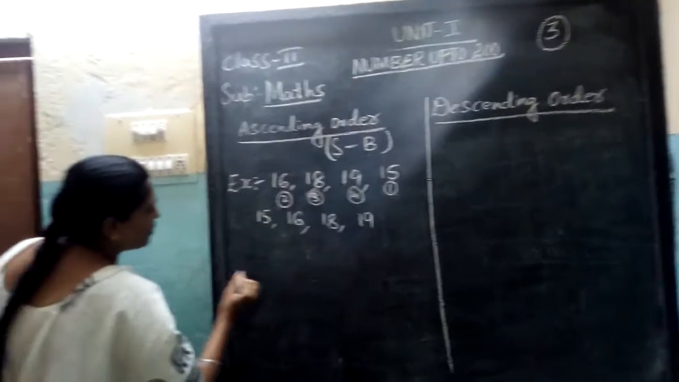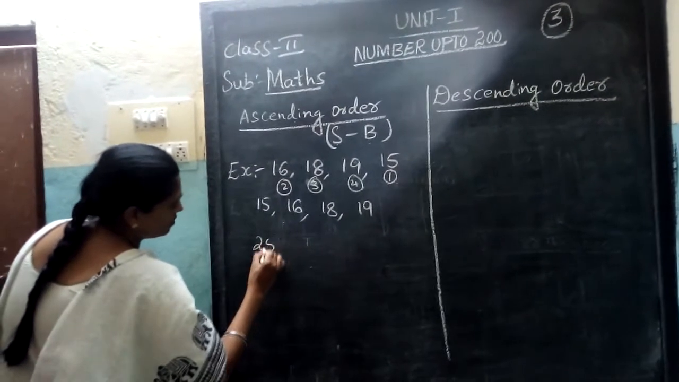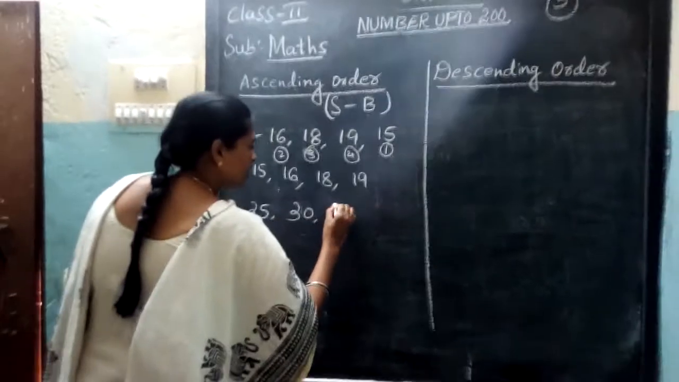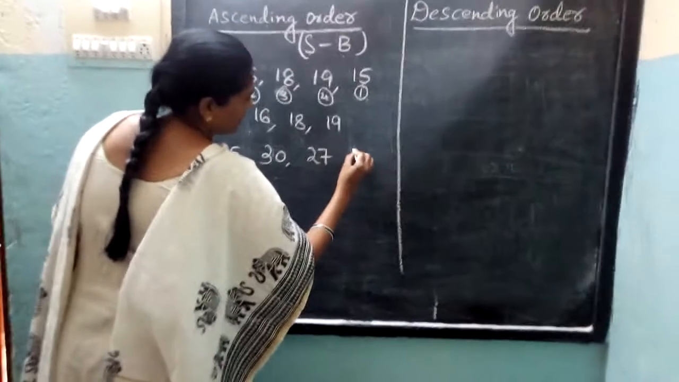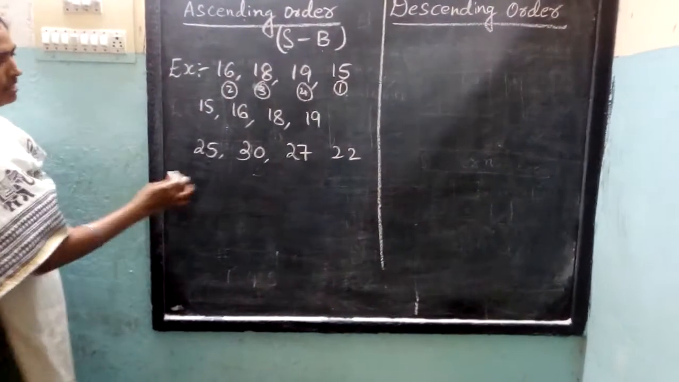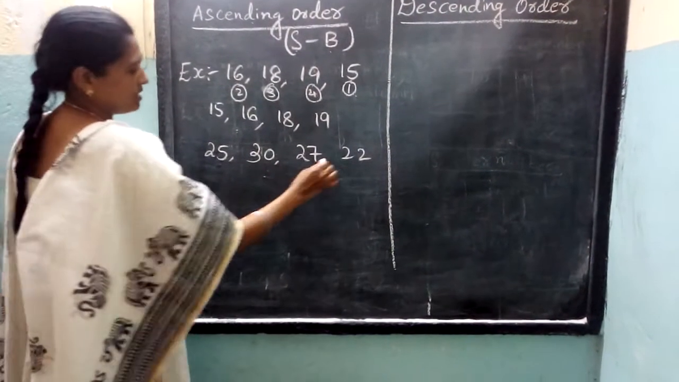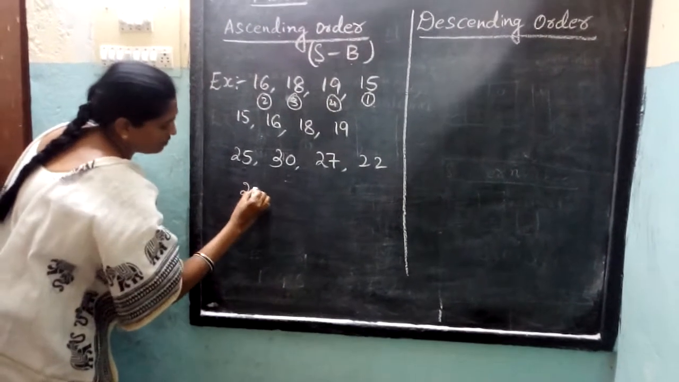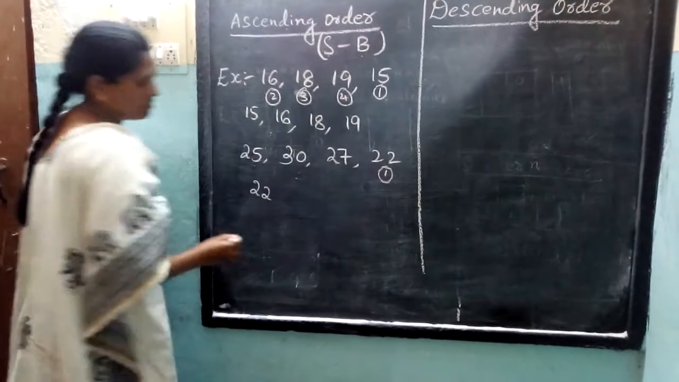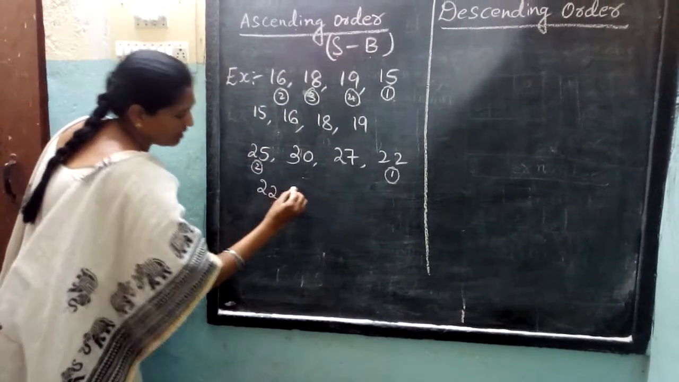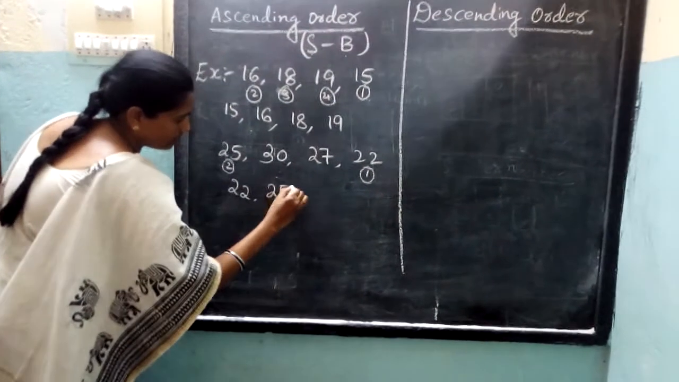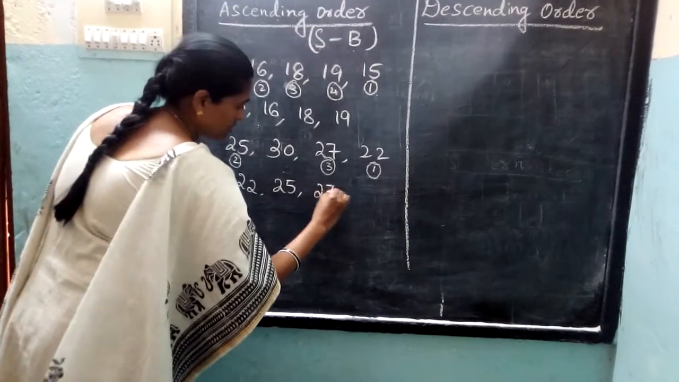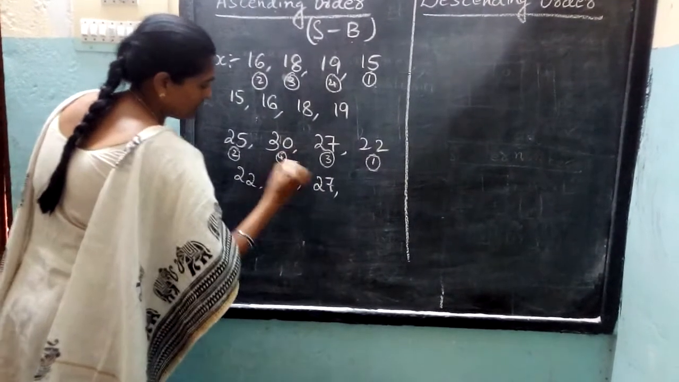One more example: 25, 30, 27 and 22. In these four numbers, what will come first? 22. Yes, this is the first one. Next one 25. Next 27. Next, the fourth one, 30.